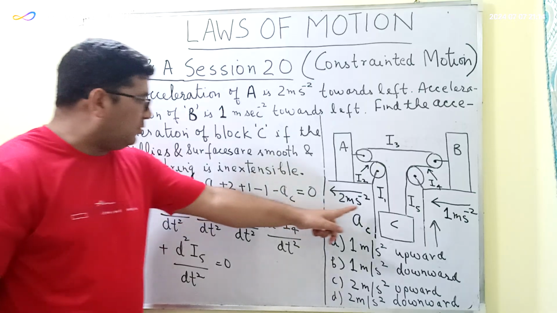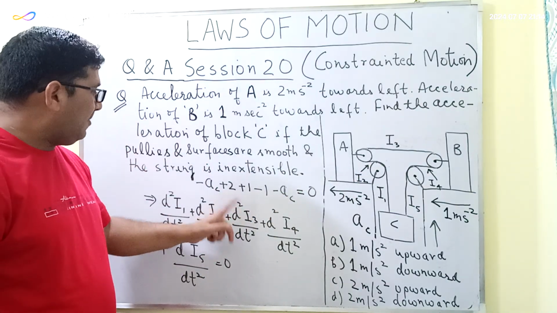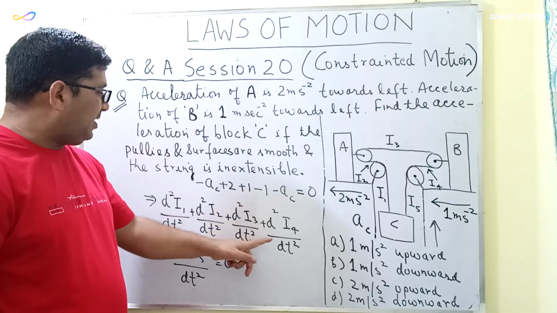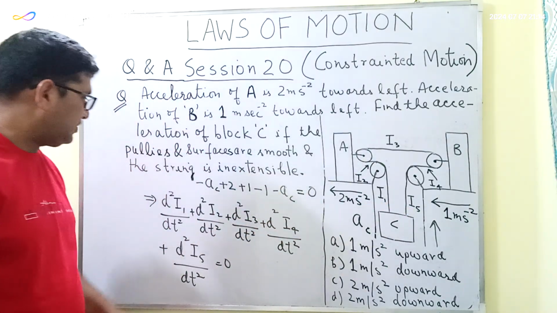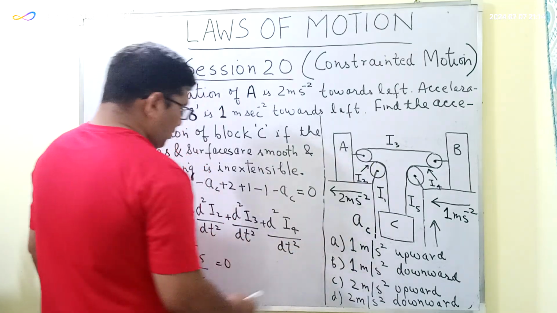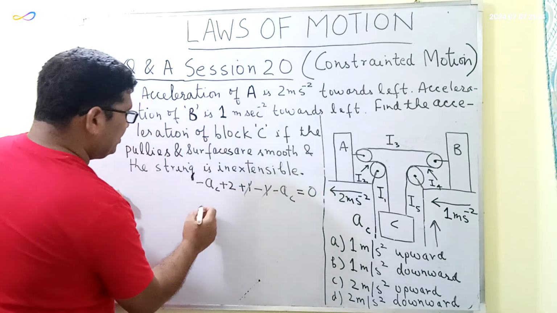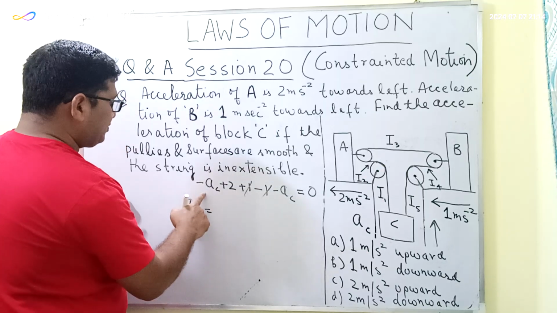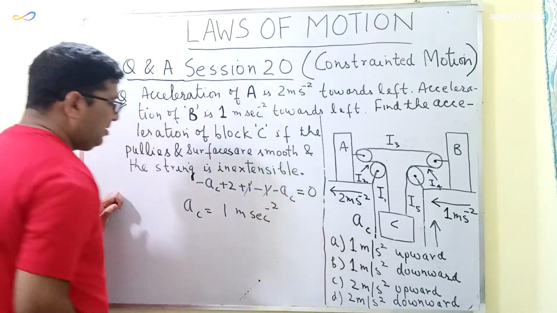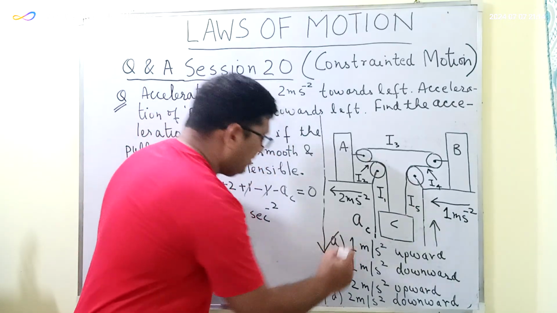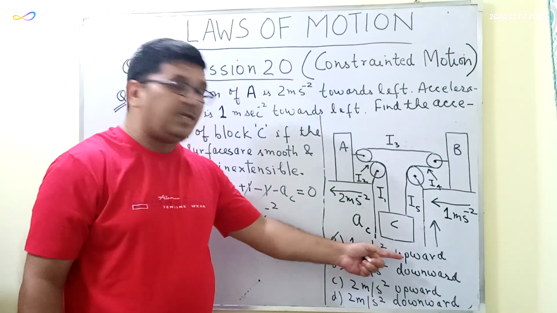So d square l1 upon dt square is equal to minus AC, d square l2 upon dt square is equal to 2, d square l3 upon dt square is equal to 1, d square l4 upon dt square is equal to -1, and for l5 it is equal to minus AC. From this equation, minus 2AC plus 2 is equal to 0. So AC is equal to 1 meter per second square. So the correct option is A, and the acceleration of the block C is 1 meter per second square in the upward direction.